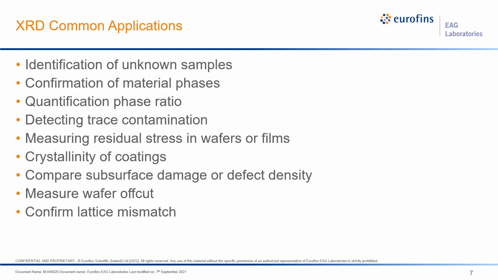They include identification of unknown samples, confirmation of material phases within those samples, a quantification of phase ratio of those material phases. We can even detect trace contamination. We can measure residual stress in wafers or thin films and the crystallinity of coatings. We can even compare subsurface damage or defect density in thin film samples or measure wafer offcut. Lattice mismatch is something else that we also can cover.